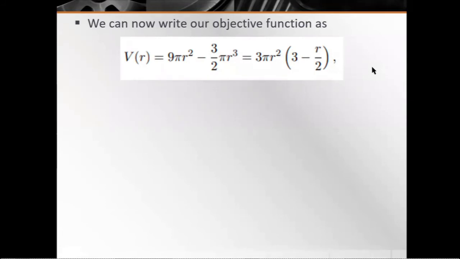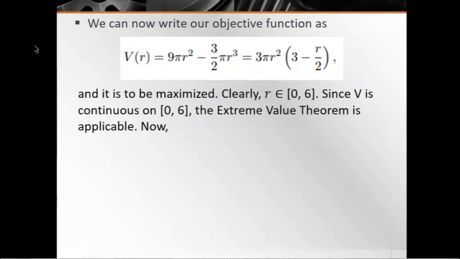Then, kukuhanin naman natin, and it is to be maximized. Clearly, the radius r is an element of the closed interval [0, 6], since V is continuous on the closed interval [0, 6]. So the extreme value theorem is applicable. Now we are going to find the derivative of V of r.